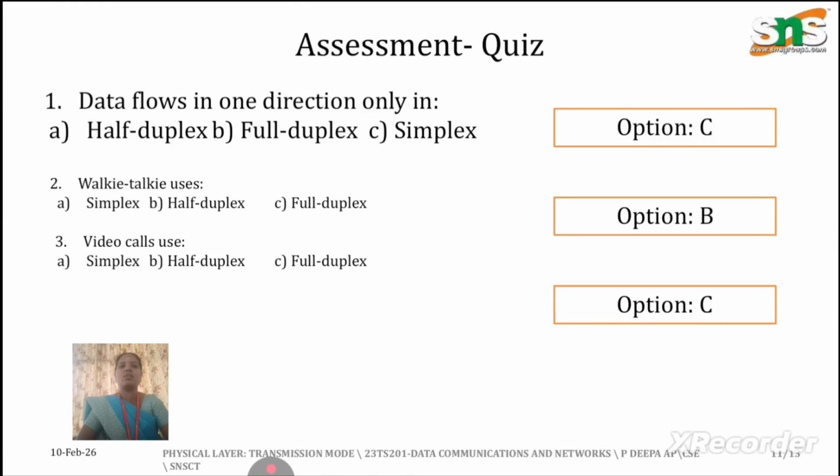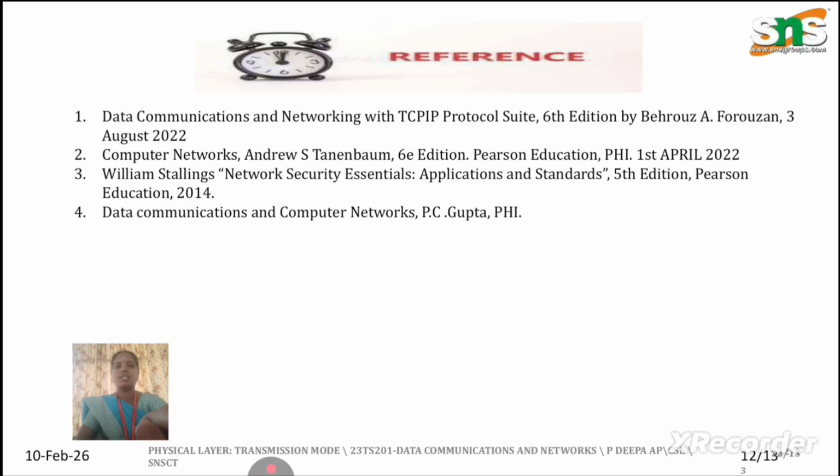This is the assessment quiz. The first one: data flows in one direction only, simplex. Walkie talkie uses half duplex. Video calls use full duplex.